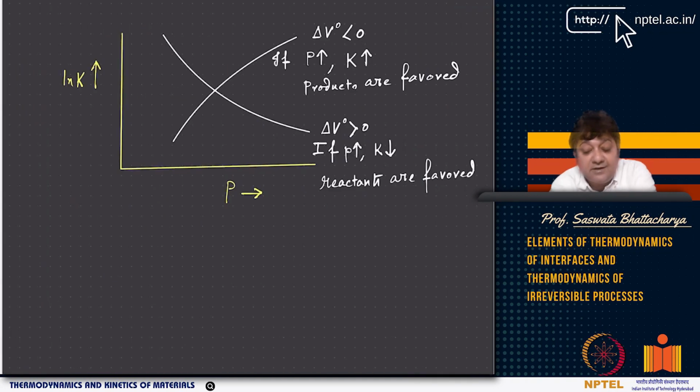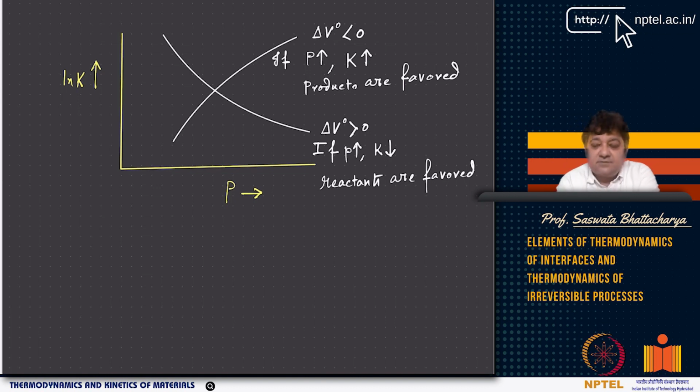Now if you see, if ΔV0 is less than 0 when the products are formed, then as pressure increases, K also increases. Because as products are forming, ΔV0 is negative. That means the volume of products is less than that of reactants. So as pressure increases, K will also increase in the case where ΔV0 is less than 0.